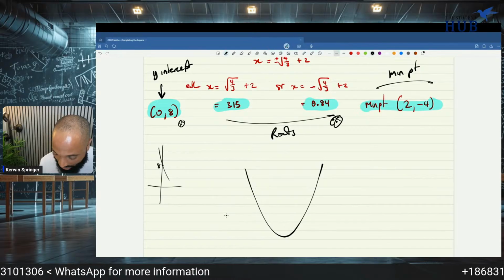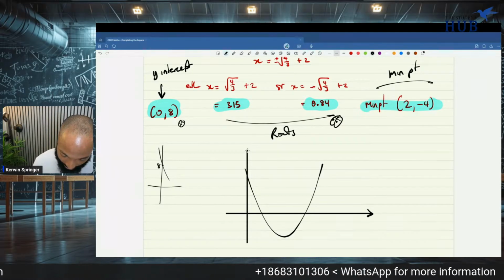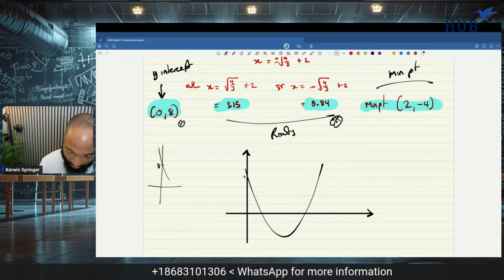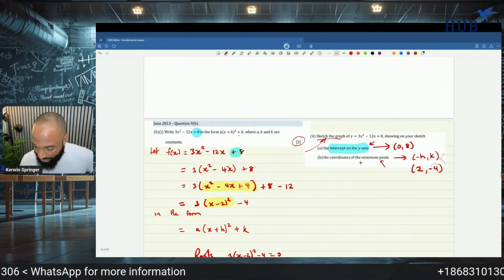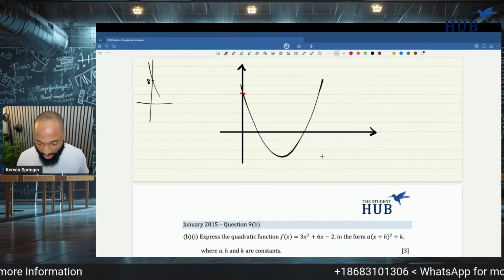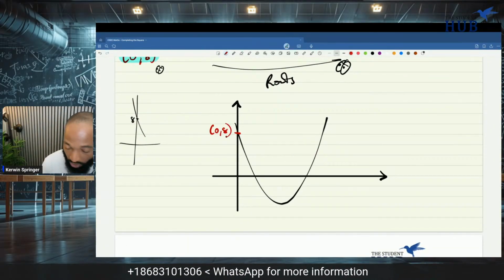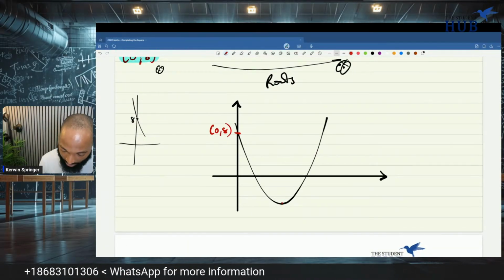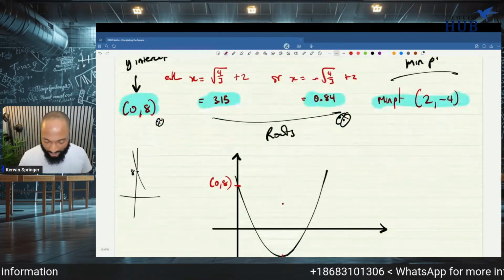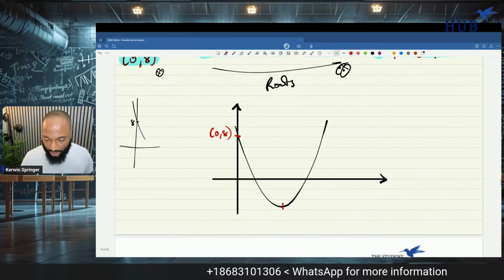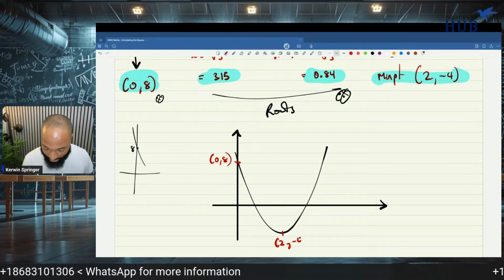So I'll draw my x-axis now. Use my ruler. Draw my x-axis. Now I can put in everything very quickly. What they wanted was the coordinates of the minimum point and the intercept. So I'm not just going to write 0.8, I'm going to write (0, 0.8). That's the coordinates of the intercept. They just wanted the intercept, but I'm writing the full coordinates. This one is the minimum point, that's (2, -4). And that's all they wanted in this sketch.